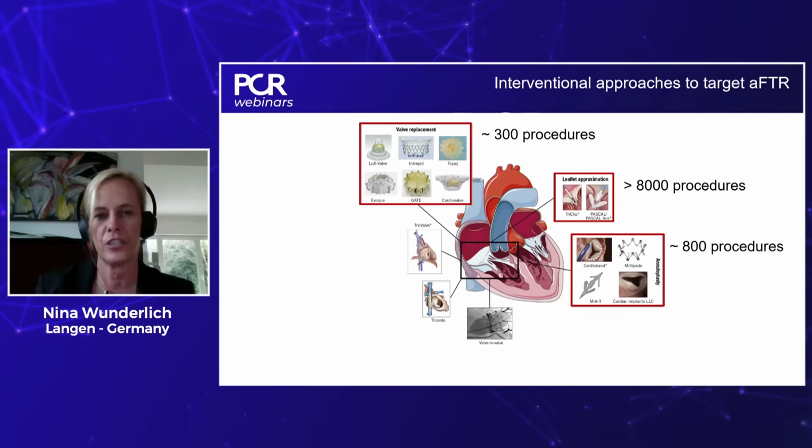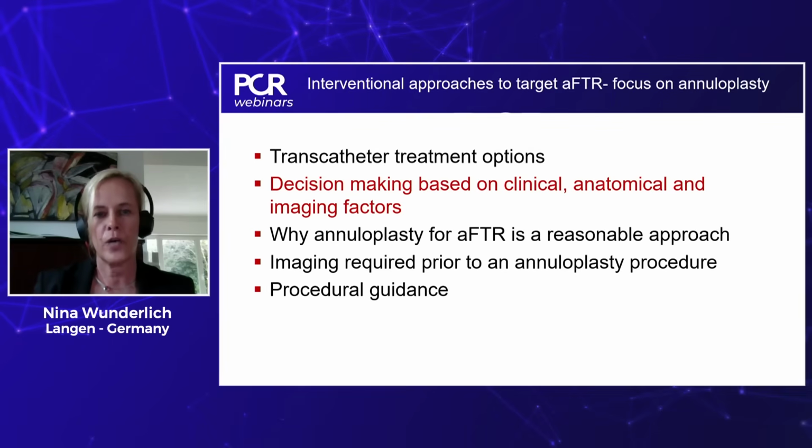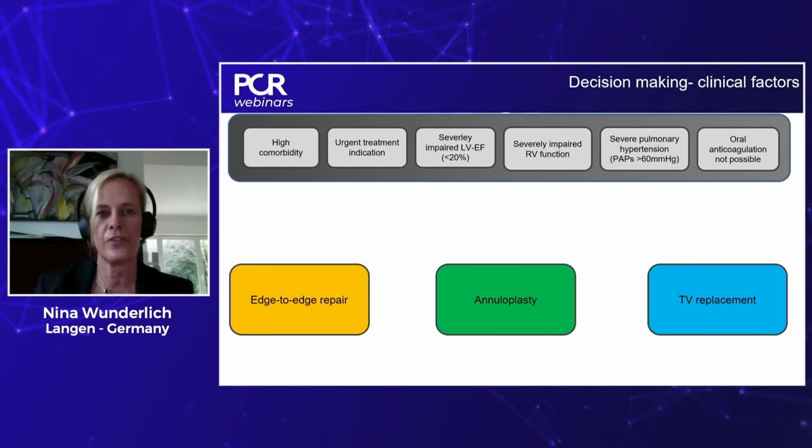We also have the opportunity, not CE marked, but in study trials, to implant a valve in the tricuspid space, and about 300 procedures have been performed with a valve replacement. As you can see here on the left bottom, we also have the opportunity to place a heterotopic valve. These procedures are performed less frequently and are mostly reserved for patients who are in a palliative status of the disease. So how is decision-making done in patients with tricuspid regurgitation?